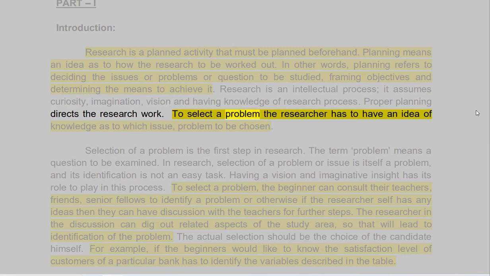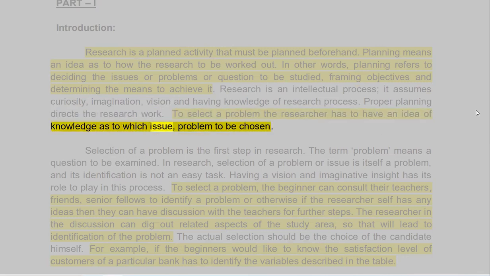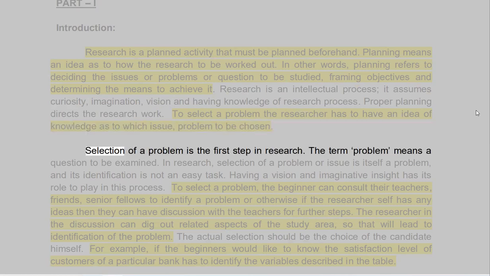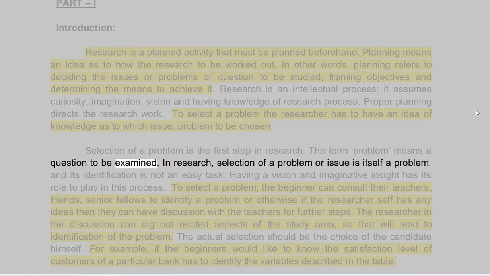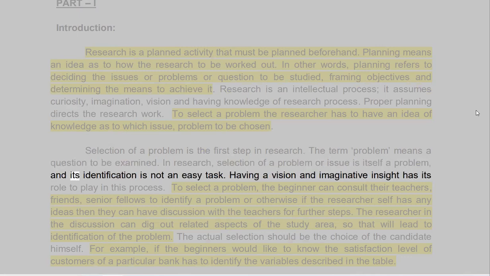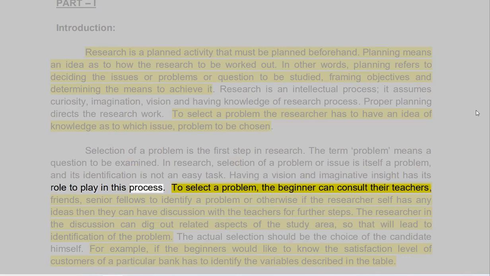To select a problem, the researcher has to have an idea or knowledge as to which issue or problem is to be chosen. Selection of a problem is the first step in research. The term problem means a question to be examined. In research, selection of a problem or issue is itself a problem, and its identification is not an easy task. Having a vision and imaginative insight has its role to play in this process.